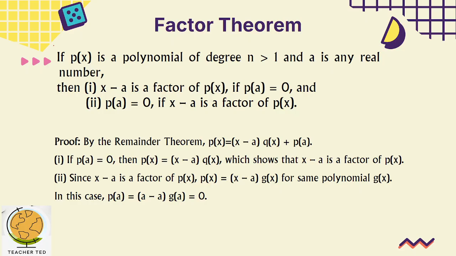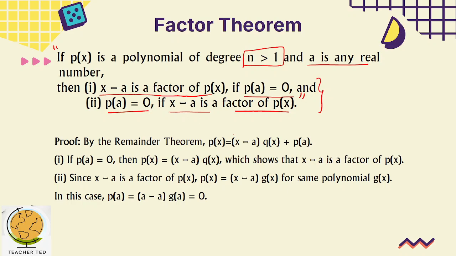So this is the definition and you need to prove this. Very simple. If p of x is a polynomial of degree n greater than or equal to 1, and a is any real number, then you need to prove these two. x minus a is a factor of p of x if p of a is 0. And in the converse, if p of a is 0, then x minus a is a factor of p of x. So these two are converse to each other.